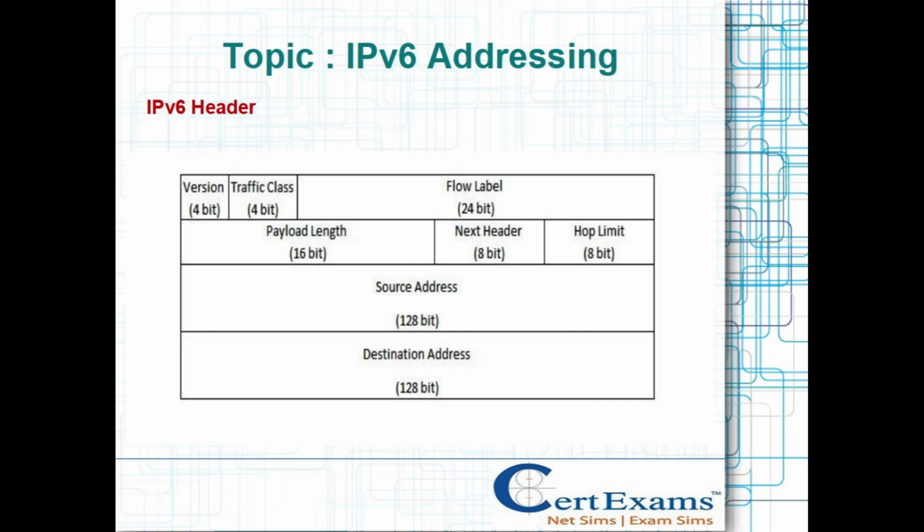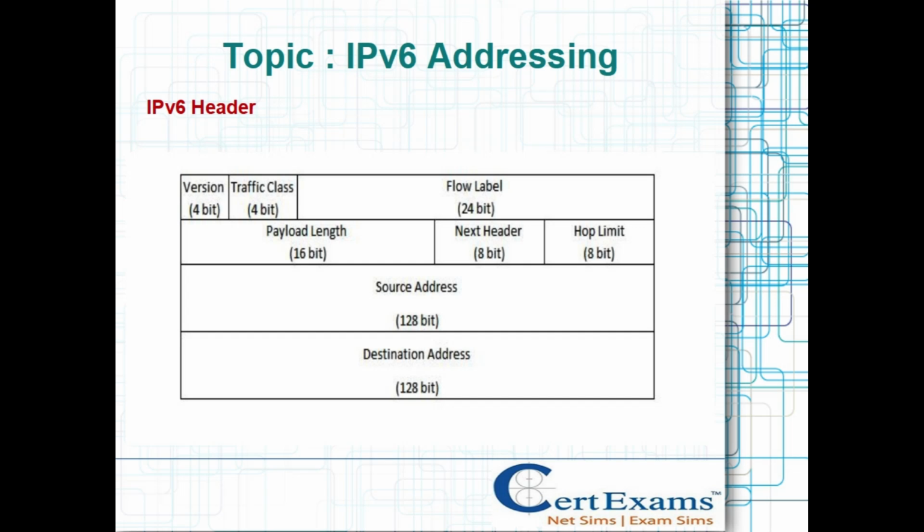Next header: this 8-bit field specifies the next encapsulated protocol. The values are compatible with those specified for the IPv4 protocol field. Hop limit: this is an 8-bit field newly introduced in IPv6. It replaces the time to live field of IPv4.